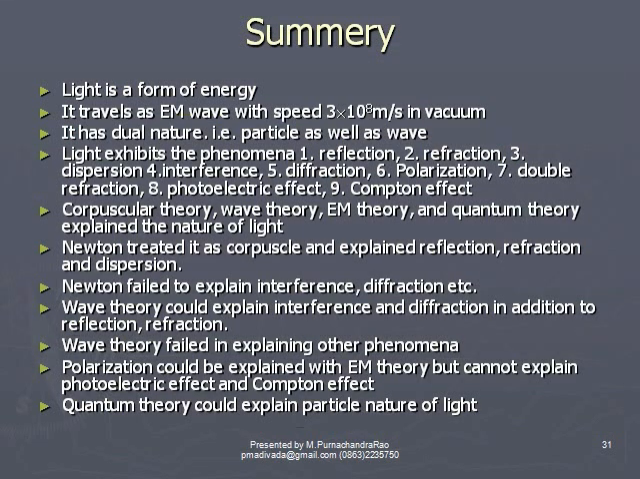We see four theories which explain the nature of light. They are the corpuscular theory, wave theory, electromagnetic theory, and finally quantum theory. First attempt was made by Newton, and he proposed corpuscular theory, which explained reflection, refraction, and dispersion. But it failed to explain phenomena like interference, diffraction, etc.